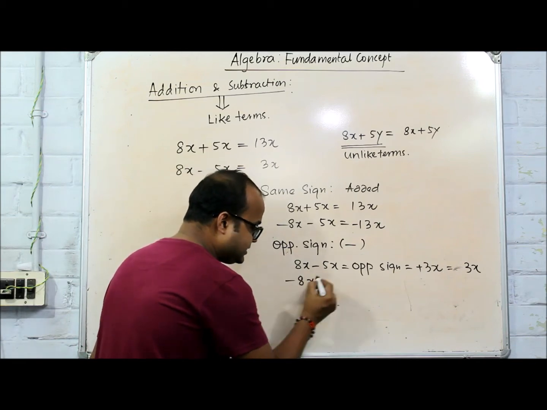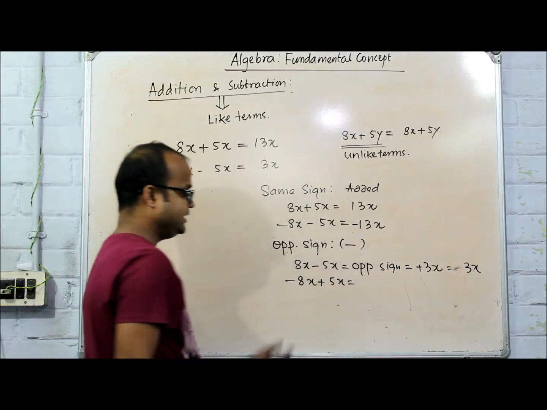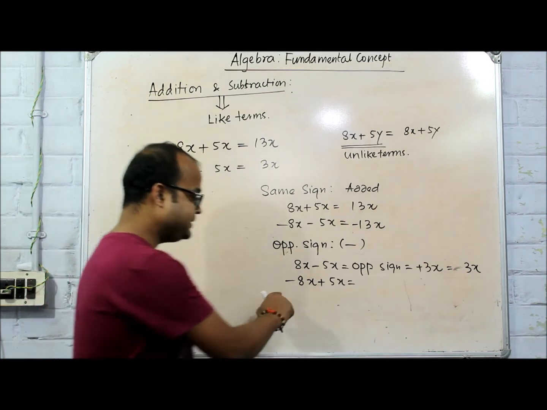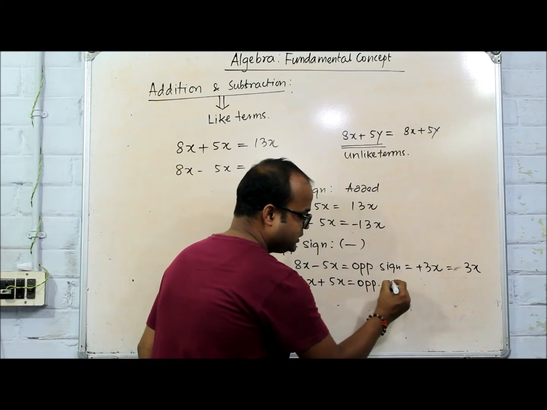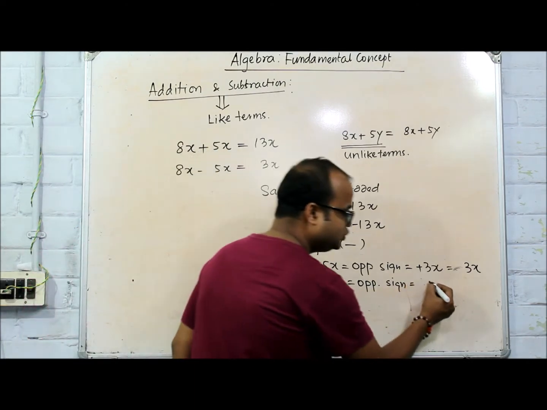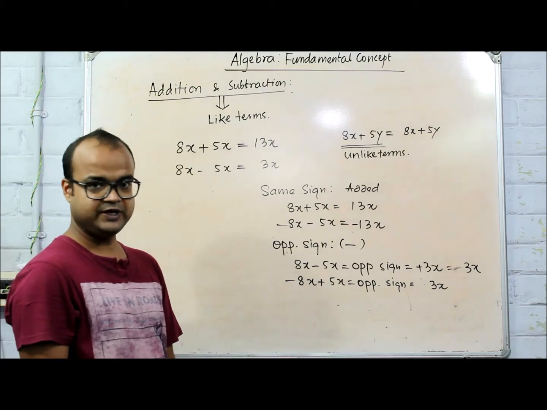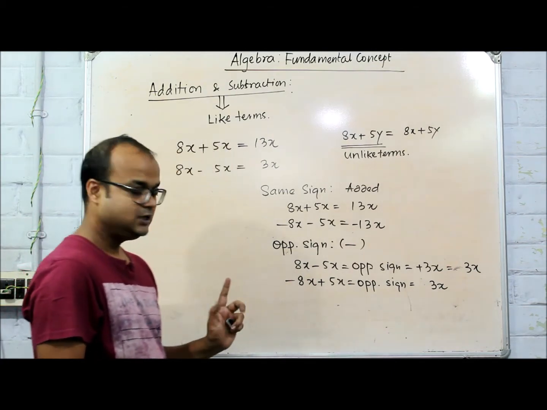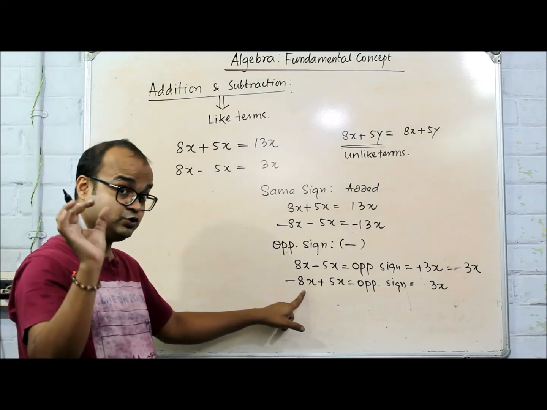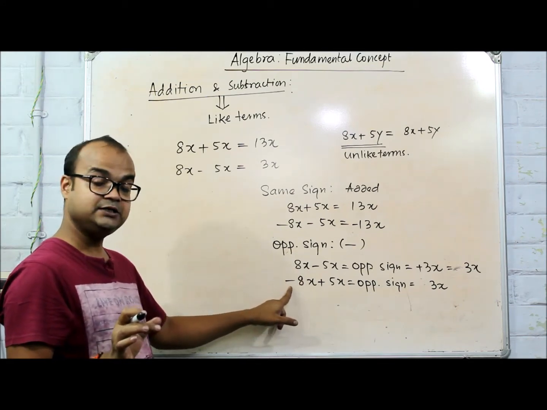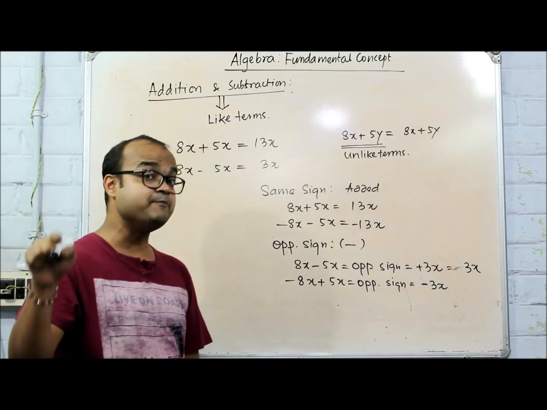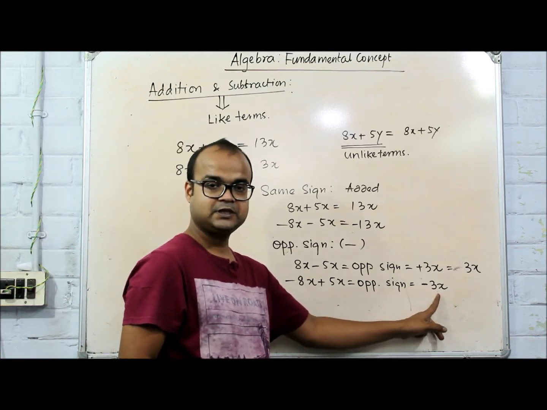Suppose if I write minus 8x plus 5x. Now see, what is the sign of 8x? Negative. What is the sign of 5x? Positive. That means they are opposite sign. What we'll do? We'll subtract. 8 minus 5 is equal to 3x. 8 minus 5, 3. Like term, x. Now, which number is bigger? 8 is bigger. We are just looking for the magnitude part. What is the sign of 8? Minus. So, it will carry the sign of the number which is higher in magnitude. So, this will be minus 3x.